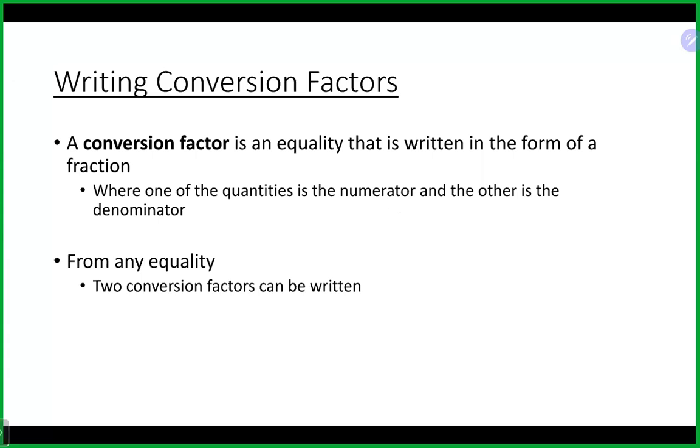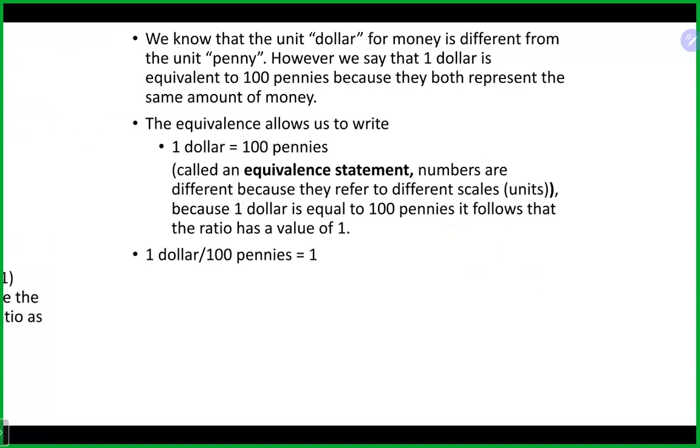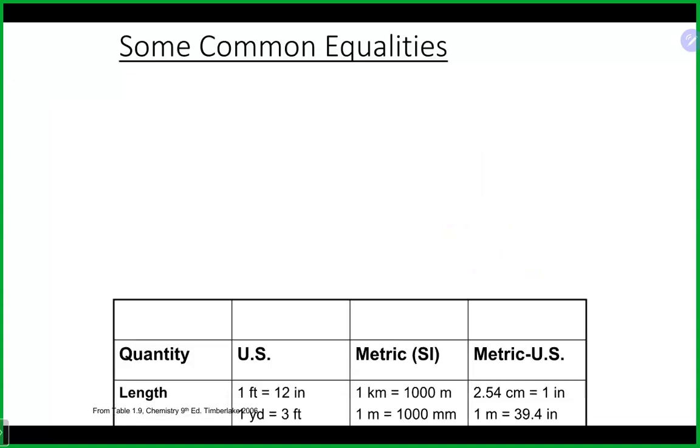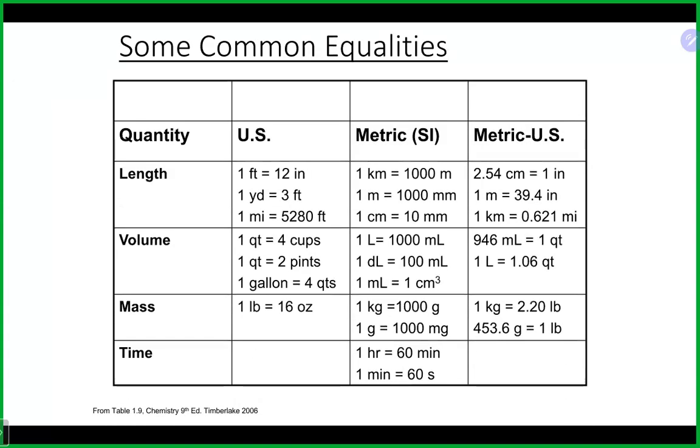Just like if we had 12 inches equals 1 foot, we could write two conversion factors: 12 inches over 1 foot, or 1 foot over 12 inches. And those are available to use in a problem. That was our penny example that we talked about. That's a lot of words just to get that penny out there. Let's talk a little bit about some common equalities.